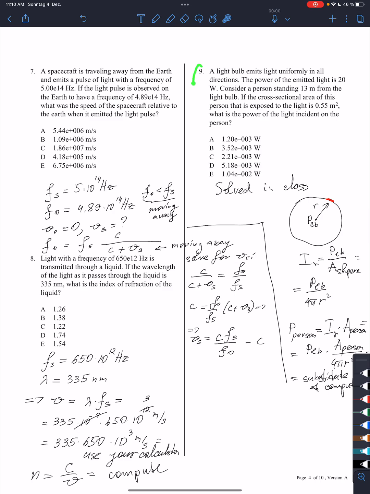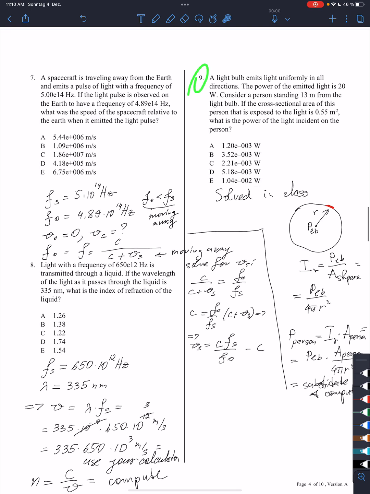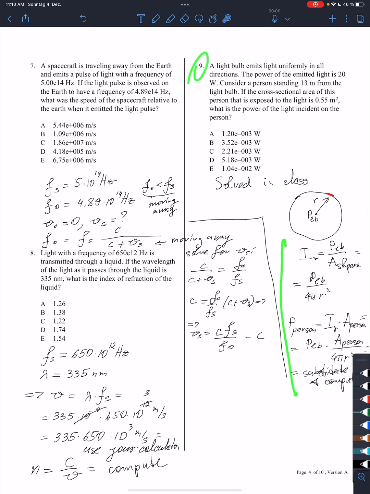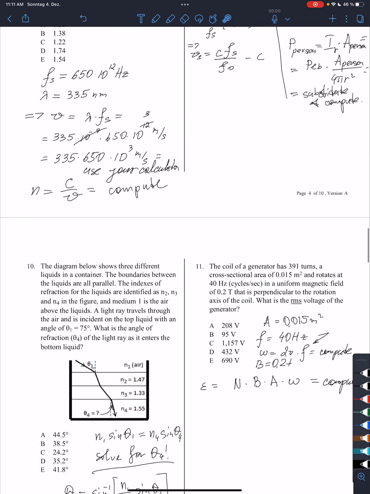Alright, number 9 we solved in class. Please take a look at it again. And this is the solution I provide for you as well, and it will be posted online, but again, we solved that in class. I'm not going to go through this once more.